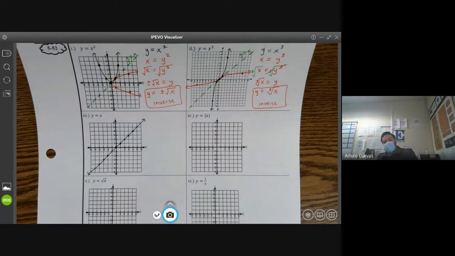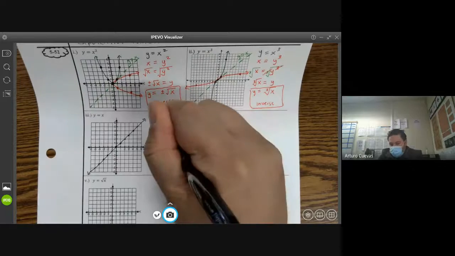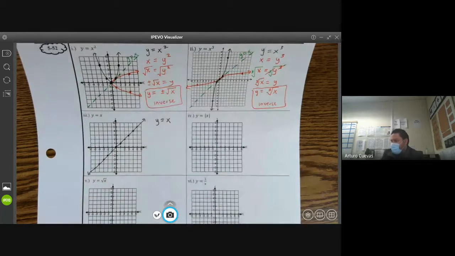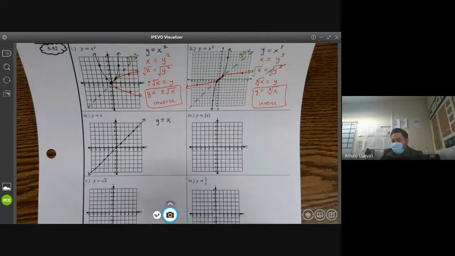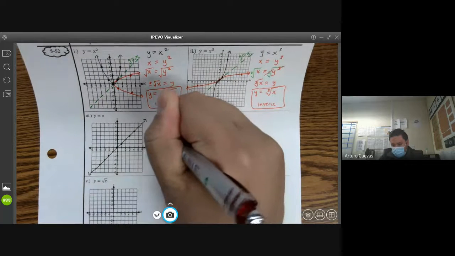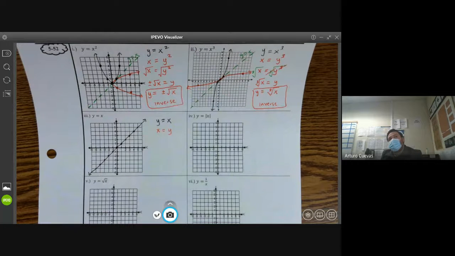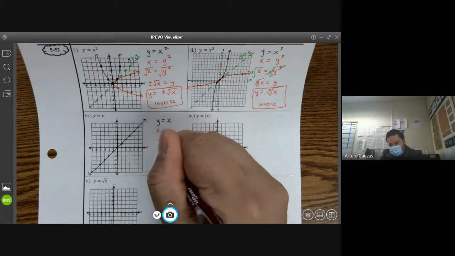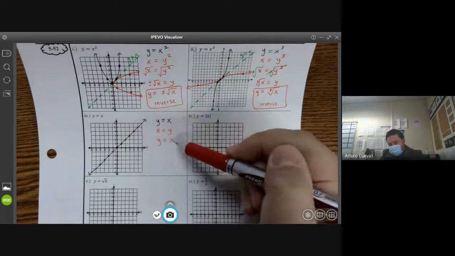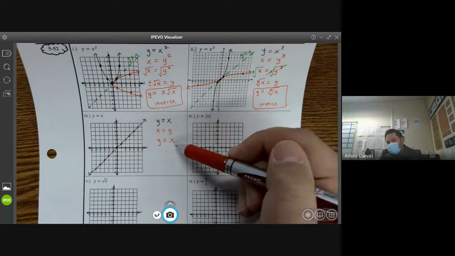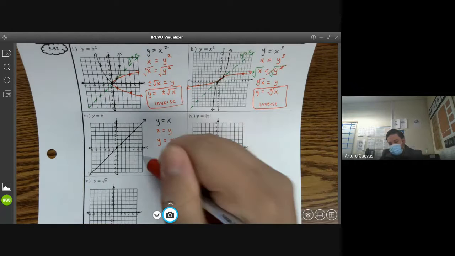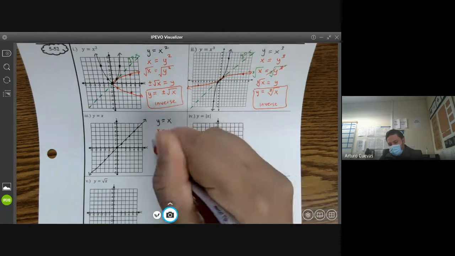Now, if we have y equals x as the parent function, how do we determine the inverse of that? Flip the x and the y. So if we flip the x and the y, we get x equals y. And if we want the y in front, what's going to be my final equation for the inverse? What do you notice? It's the same. This linear function, the inverse of it, is the same as the parent. So this is the inverse, y equals x.